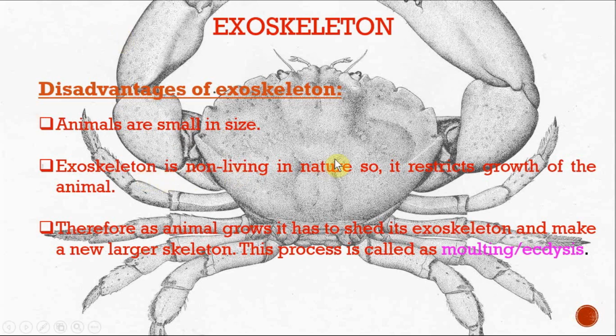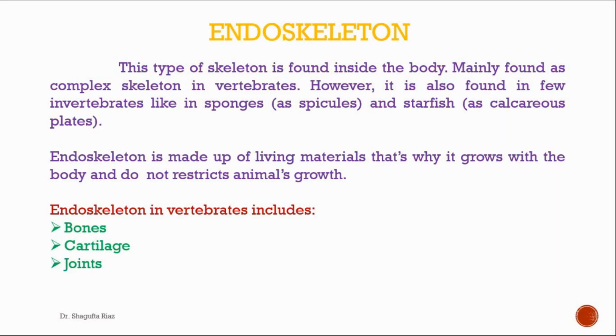Exoskeleton is non-living in nature. That's why it restricts the growth of the animal. This is the reason they are small in size. So because their skeleton does not increase with the body, as the animal grows, it has to shed its exoskeleton, remove its exoskeleton, and make a new larger one to support its new body size, and this process is called molting or ecdysis. It is normally observed in all arthropods like crabs, prawns, and insects.